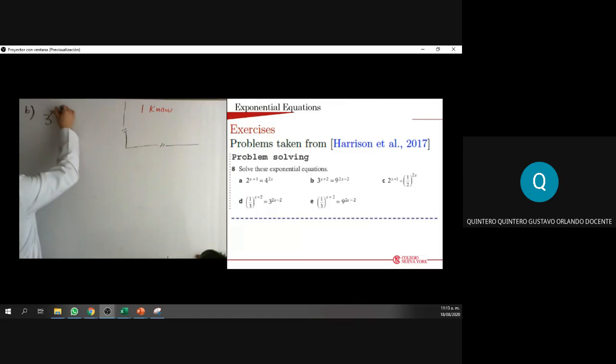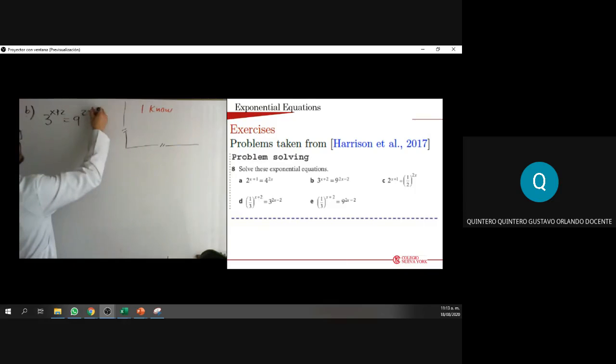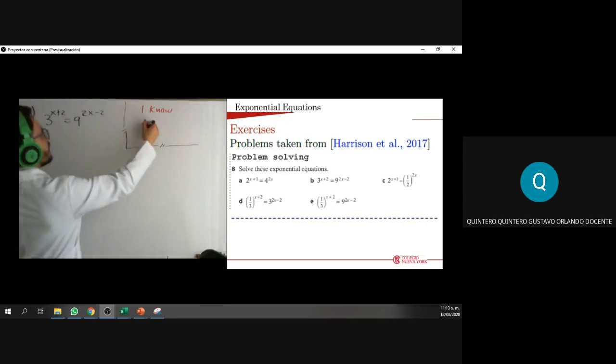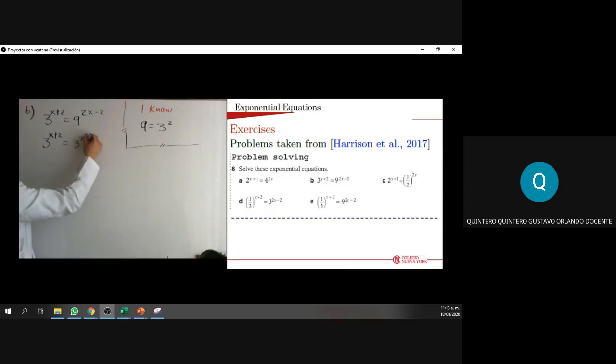So in B, 3 to the x plus 2 equals 9 to the 2x minus 2. All right. So I know 9 is the same as 3 to the 2, right? All we have to do is 3 to the x plus 2. And here I have 3 to the 2 elevated to the 2x minus 2. Here is what I want to show you guys. Some of you may have done this: x plus 2, and then do the multiplication, right? So 3. And in here you do 2 multiplied by 2x minus 2. Some of you may have done this for x minus 2. That, guys, that is a mistake.